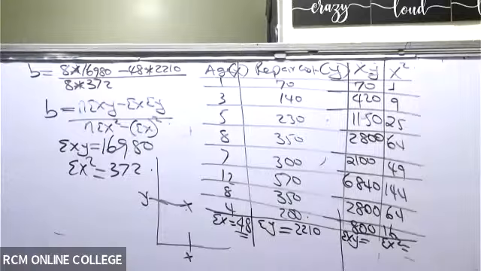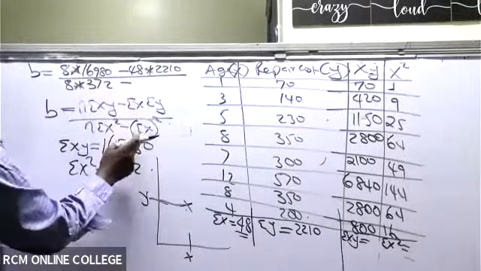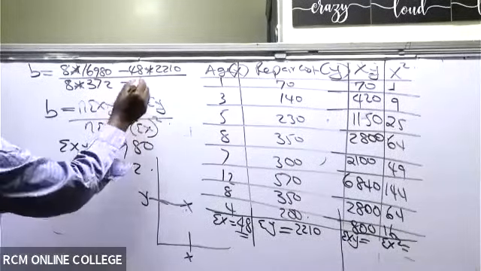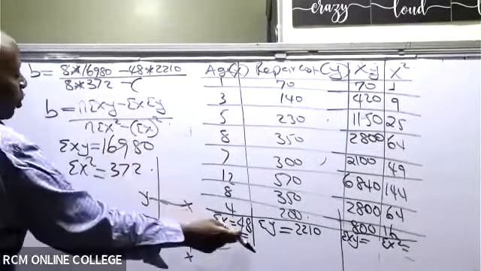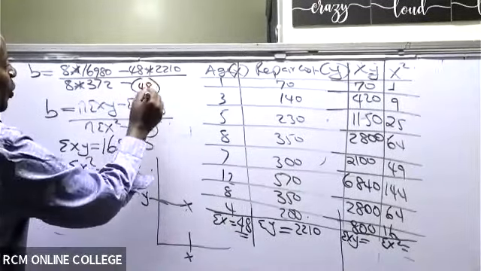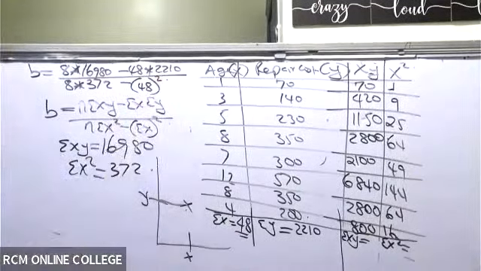372. Minus, now check what we have here in brackets. We have summation of x, which is 48. We close like that, squared.